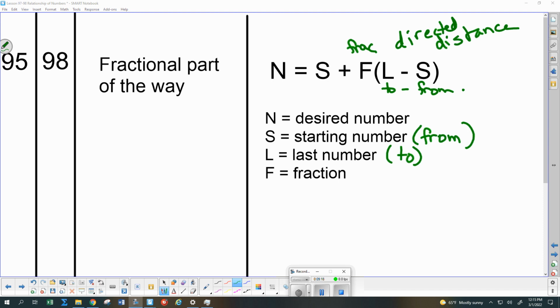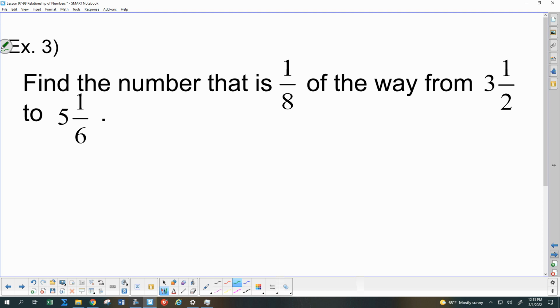Okay, my numbers in that last example were much too easy. So most of the time you're going to have problems that look more like this. So we're going to start off with our formula. The number that we are looking for is equal to our starting number plus our fraction times our distance. And our distance is the last minus the start. So that should be negative if we go to the left, positive if we go to the right. We are starting at what number?